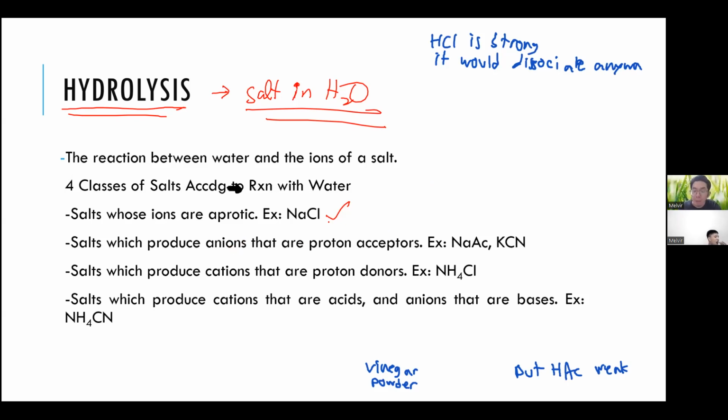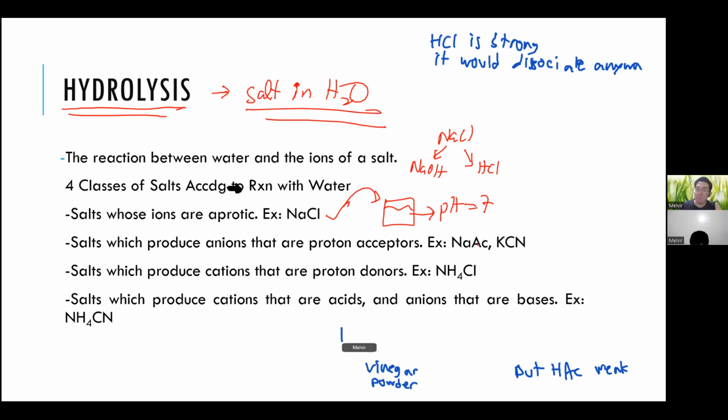So, salts whose ions are aprotic. Like what I mentioned, aprotic salts will produce solutions which are near pH 7. Yung sodium chloride, pag nilagay mo yan sa tubig, ang pH niya ay 7. Kasi, bakit? Salt siya ng strong base and strong acid. Like what I mentioned, sodium chloride is the product of your sodium hydroxide and HCl. Can you give me other aprotic salts, Josh? So, product siya dapat ng strong acid and strong base.